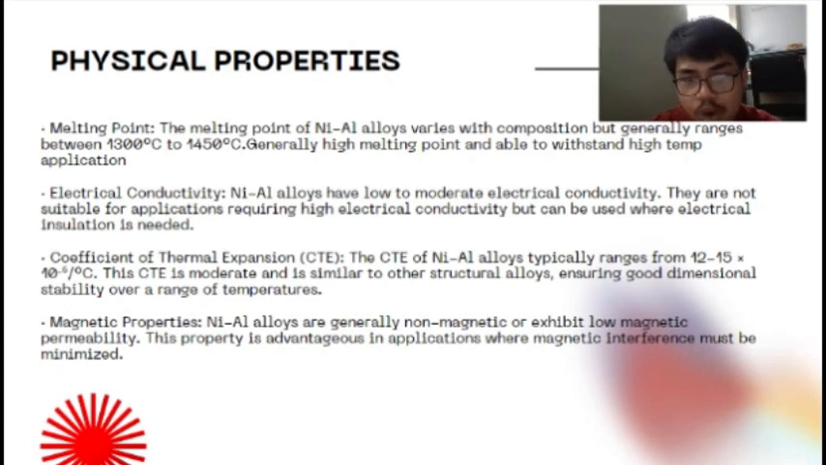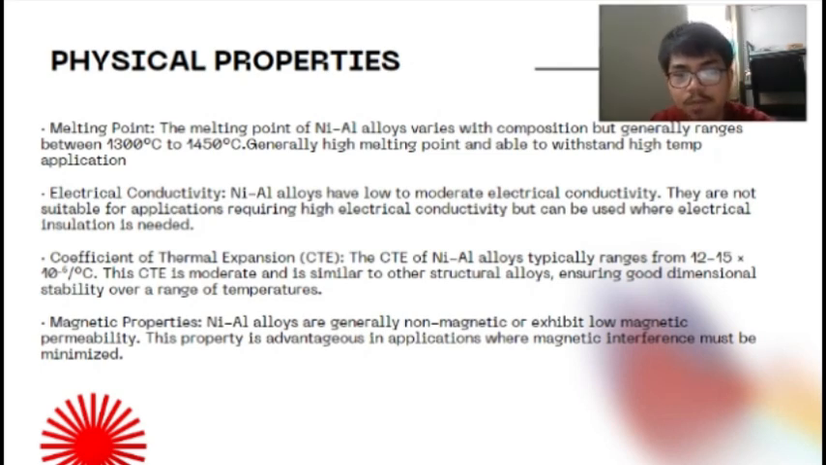Onto the physical properties of the nickel aluminum alloy. Firstly, it has a melting point ranging between 1300 degrees Celsius and 1450 degrees Celsius, which is a really high melting point and able to withstand high temperature applications. Also, for electrical conductivity, this material has low to moderate electrical conductivity. They are not suitable for applications which require high electrical conductivity, but can be used when an electrical insulator is needed.